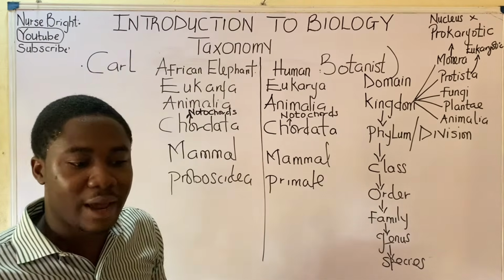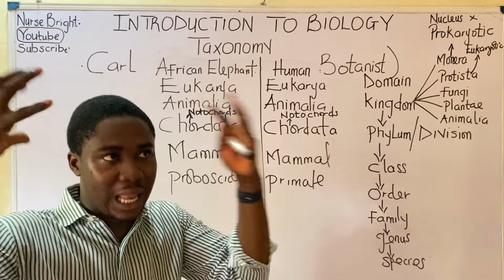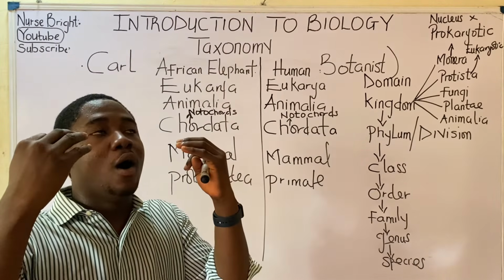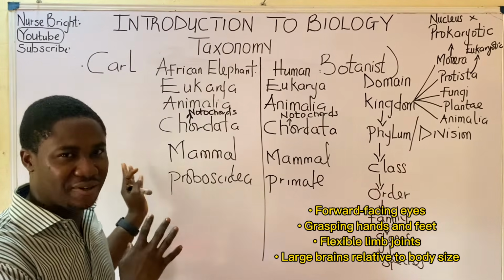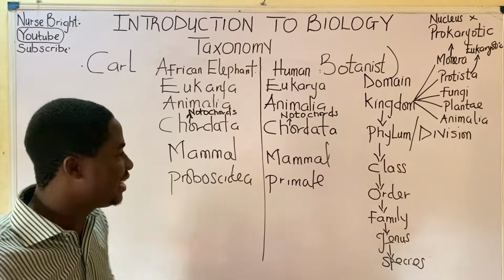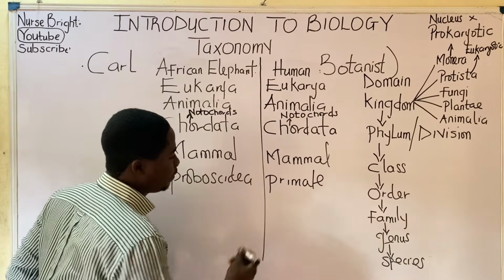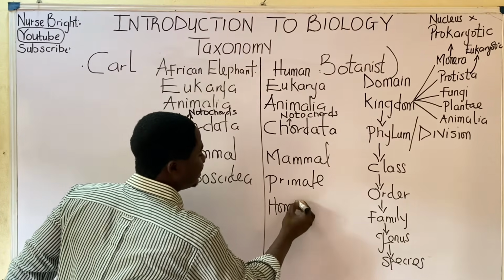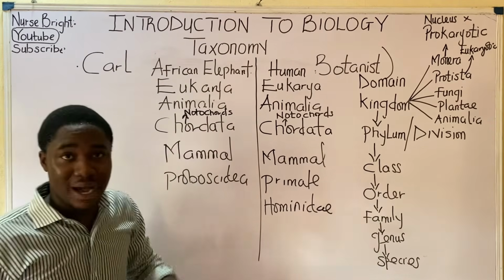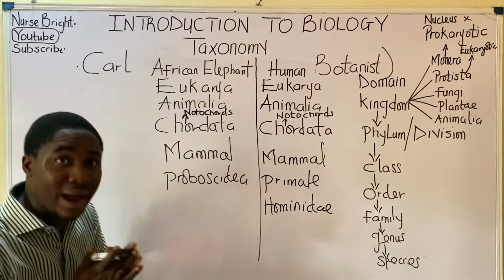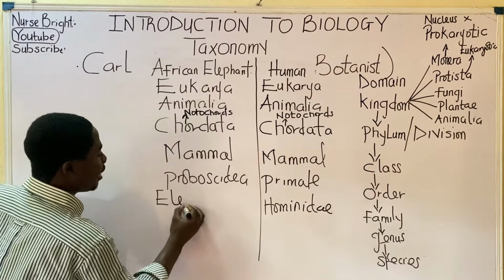For you to be called a primate, that means you have a large brain. The brain is large, and also the eyes face forward. For elephants, it's quite different. That's why they are not called primates. Do you understand? So that's for the order. Which family do humans belong to? Hominidae. Do you understand? That's the family to which humans belong. For elephants it is quite different. The family to which elephants belong is called Elephantidae.